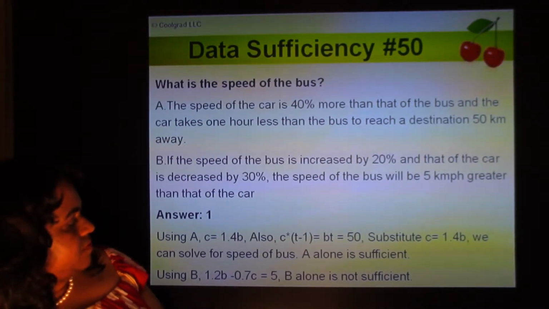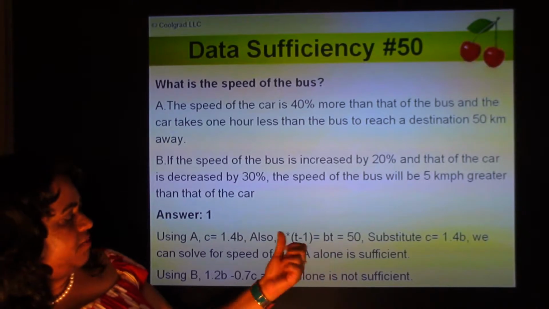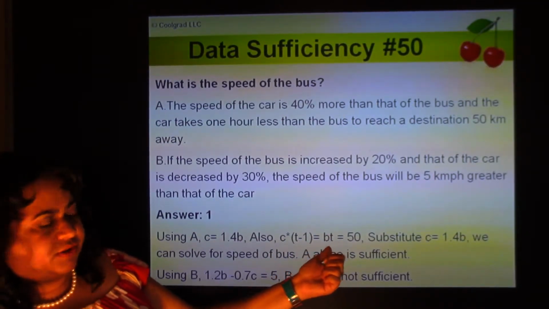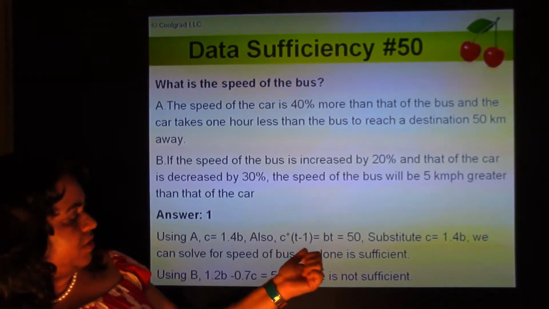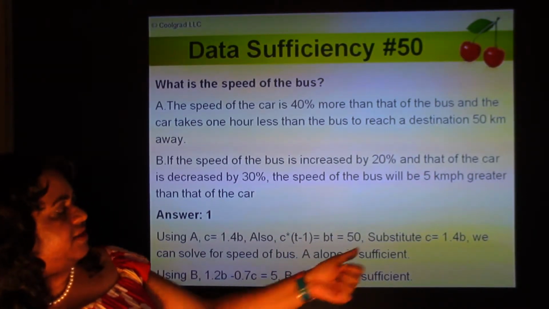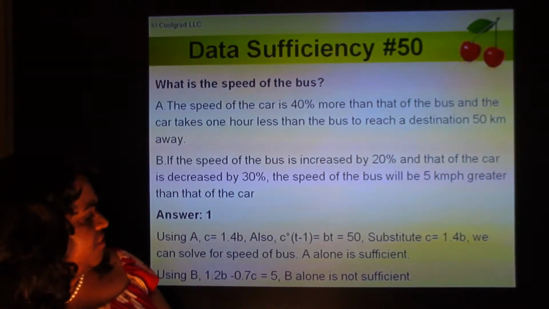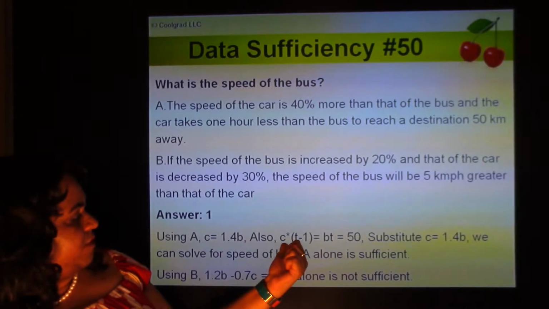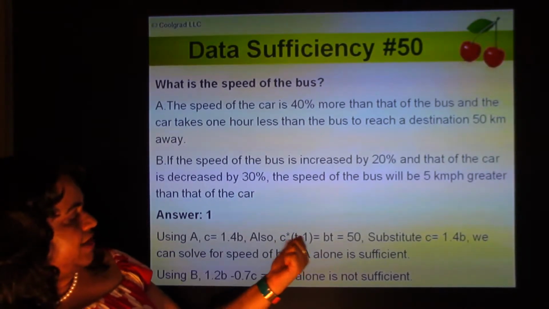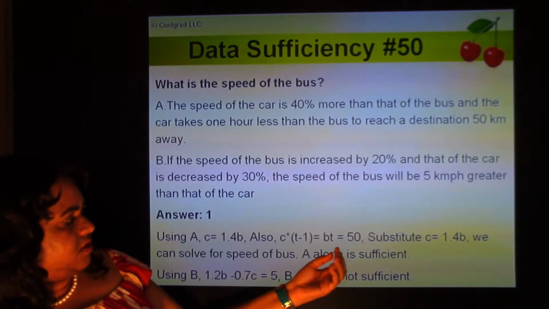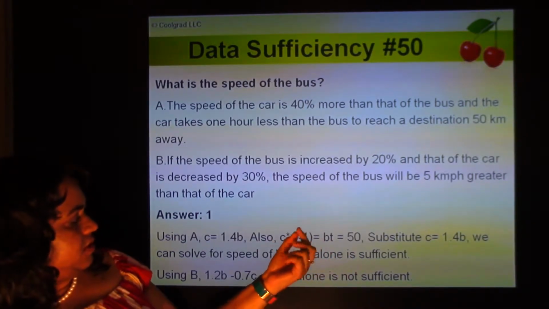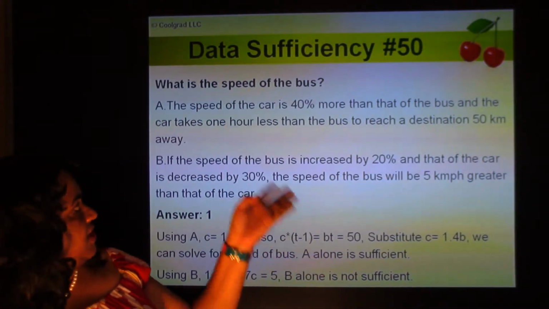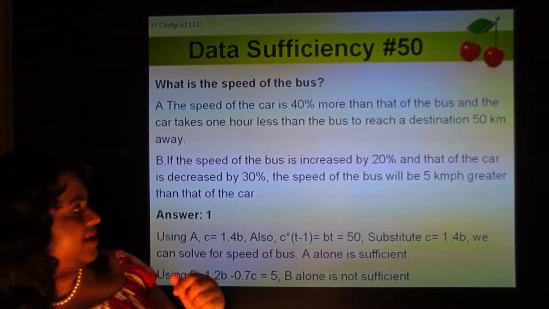So if the bus takes t amount of time, car takes t minus 1 hours. So a car takes t minus 1 hours, bus takes t hours, and they reach the destination 50 kilometers away. So clearly, if you substitute c equals 1.4b, you can solve for t right here, right? We can solve for t, and from that we can calculate the speed of the bus and the speed of the car. So it's clearly statement A alone is sufficient. Let's look at statement B.